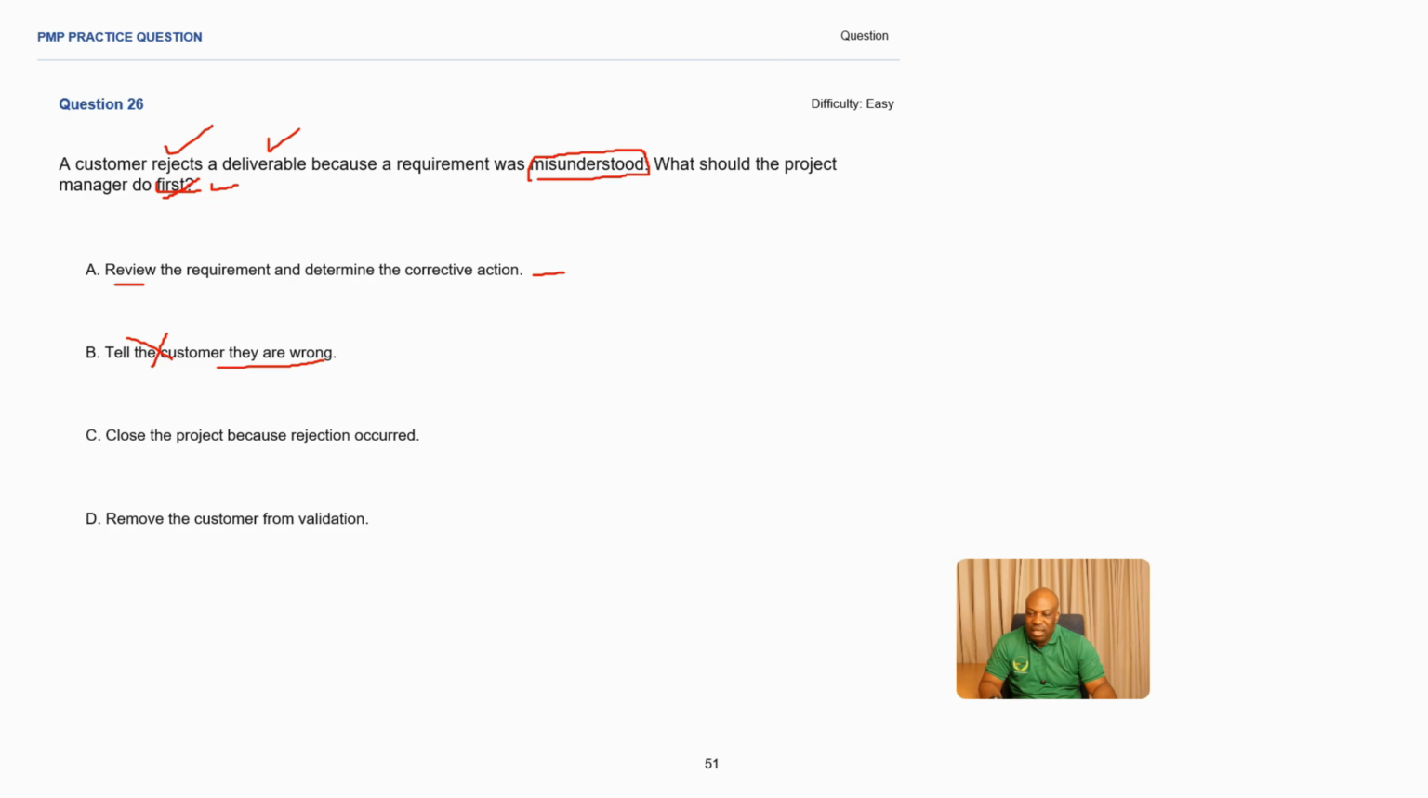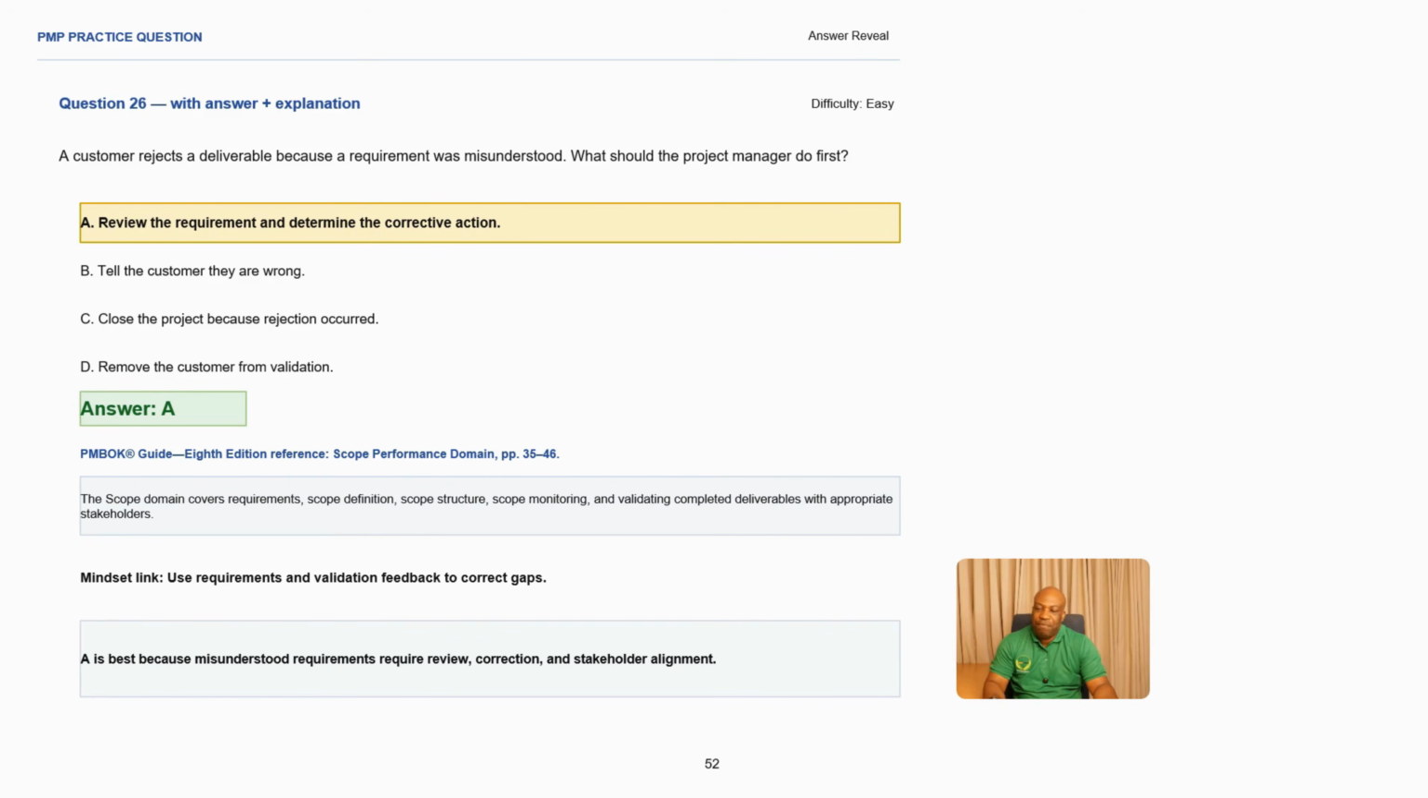Then C, close the project because rejection occurred. You don't close the project because there's rejection. You need to understand why the customer is rejecting a deliverable, making this an incorrect answer. Okay. Remove the customer from validation. The customer is the owner of the deliverable, so you cannot remove them from validation. They're the ones who are going to use the acceptance criteria to accept the deliverable, making this an incorrect answer. Thereby, A is the best answer in this particular scenario.